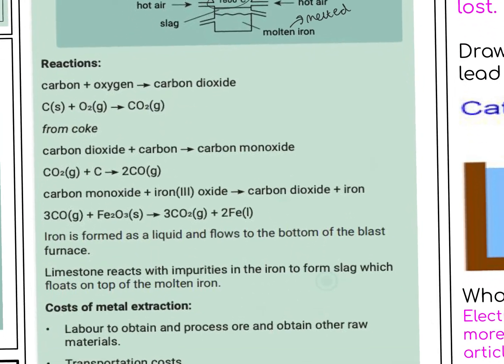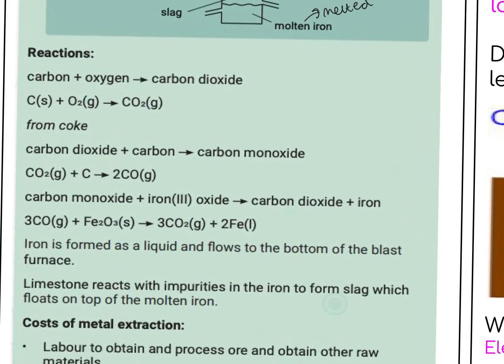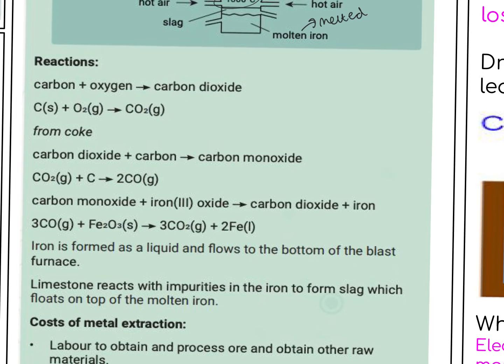Then there's a series of reactions. I wouldn't worry too much, okay, as long as you know a little bit about what's going on. So the carbon from the coke plus the oxygen react together to make carbon dioxide. That carbon dioxide reacts with more carbon to make carbon monoxide. That carbon monoxide then takes the oxygen from the iron to get iron on its own, okay? Limestone reacts with impurities to form slag, which floats on top of the molten iron.